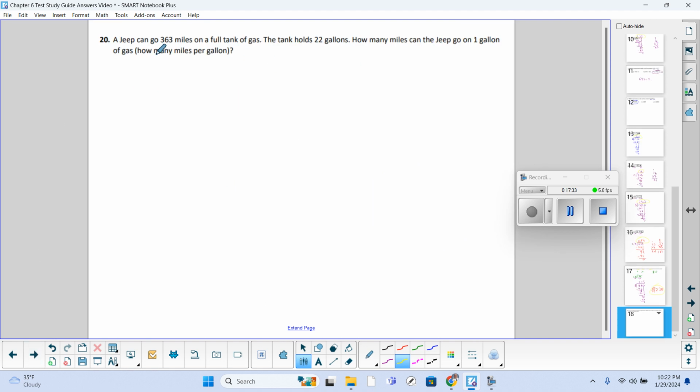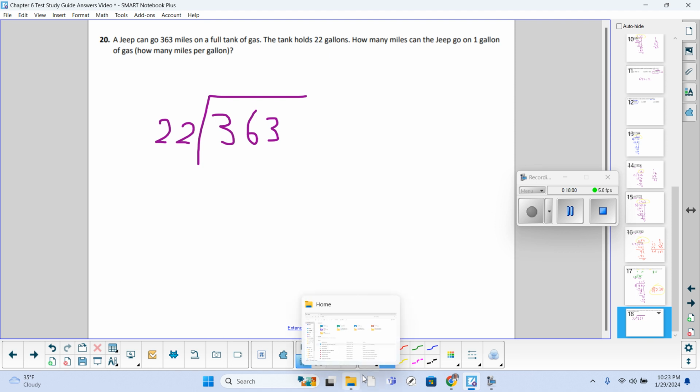A Jeep can go 363 miles on a full tank of gas. The tank holds 22 gallons. How many miles can the Jeep go on 1 gallon of gas, or how many miles per gallon is that? Well, we know that if it goes 363 miles, and we divide that into 22 equally sized groups, right? 22 1-gallon groups, we'll find out how many miles it goes on 1 gallon. All right, if I need to, this is where my decimal would go.